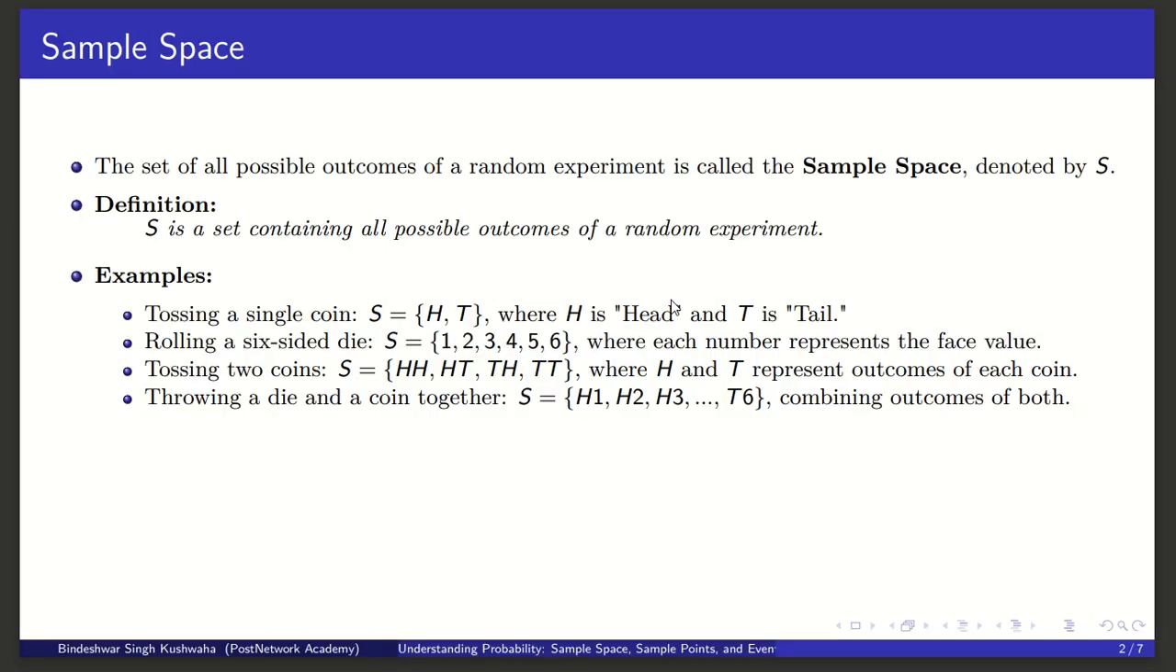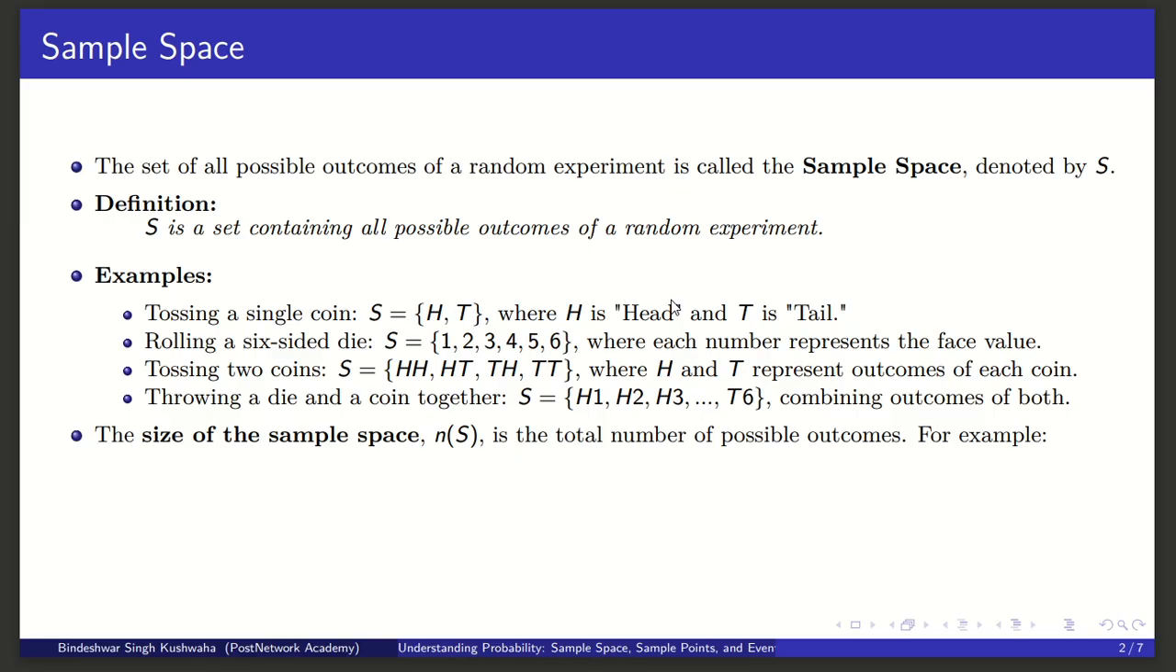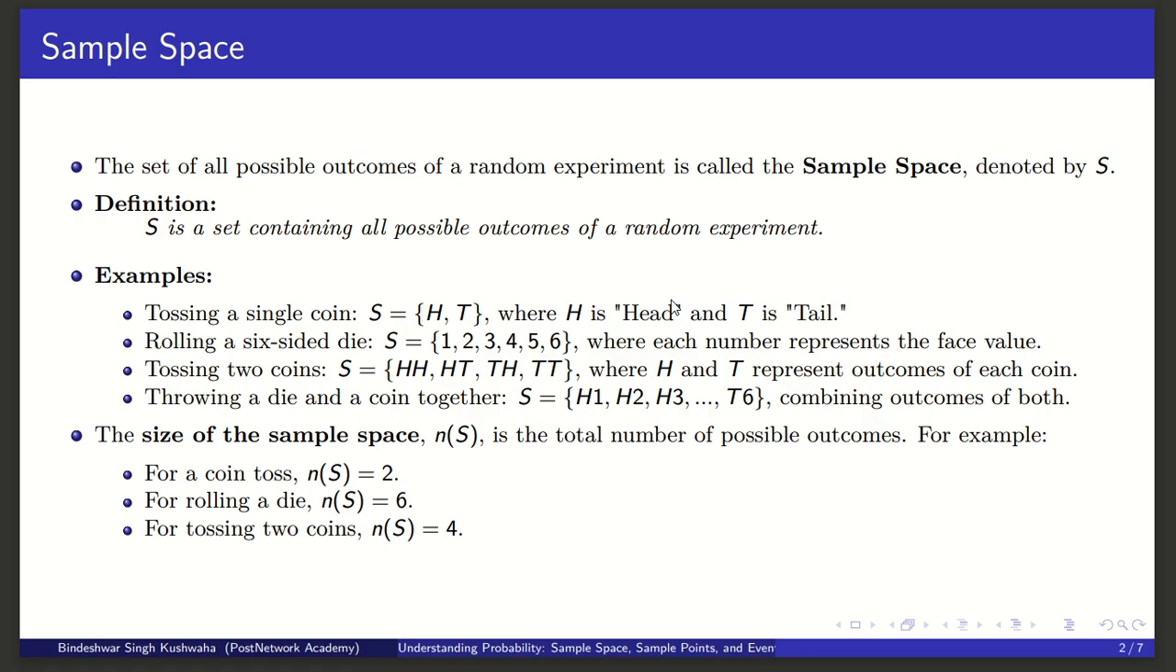Now, if you are throwing a die and tossing a coin together, then if you combine both, you will get this sample space. The size of the sample space, denoted as n(S), is the total number of possible outcomes. For example, n(S) is equal to 2 if you are tossing a coin. If you are rolling a die, n(S) is 6. If you are tossing two coins, n(S) is 4.